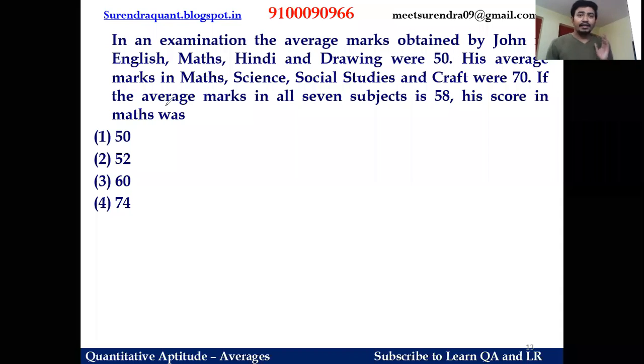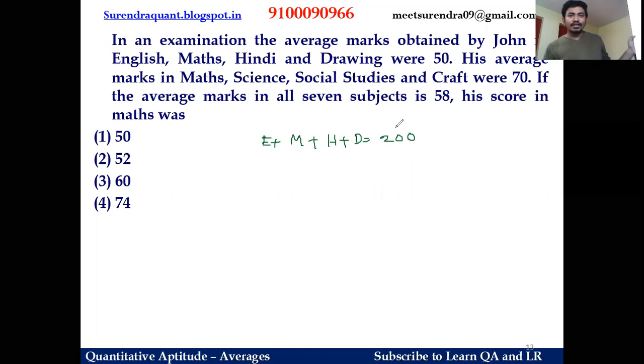Okay. In an examination, the average marks obtained by John in English, Math, History, and Drawing are 50. So 4 subjects' average is 50, right? Directly you must put on the paper the sum of marks in all 4 subjects: English plus Math plus History plus Drawing. So average 50 for 4 subjects. What is the sum? 4 into 50, 200.